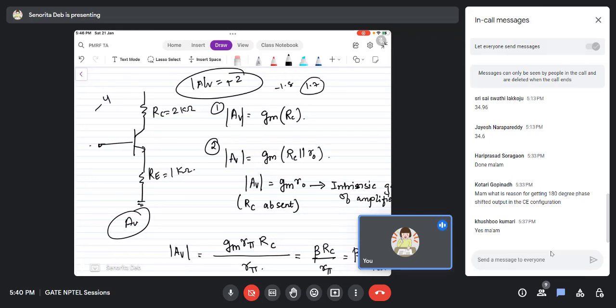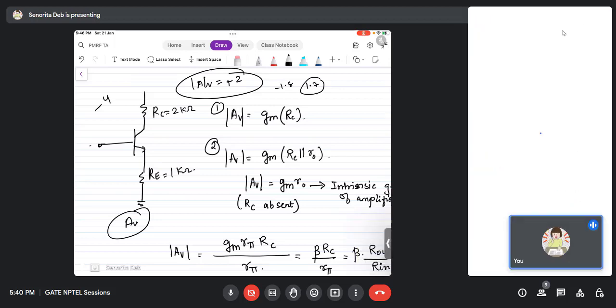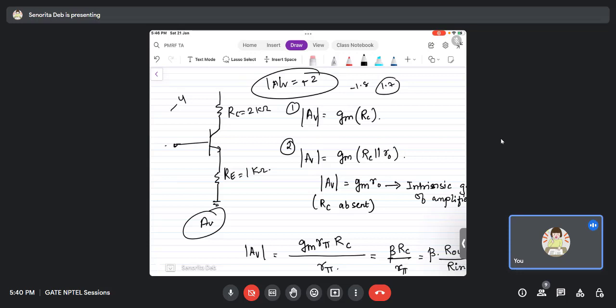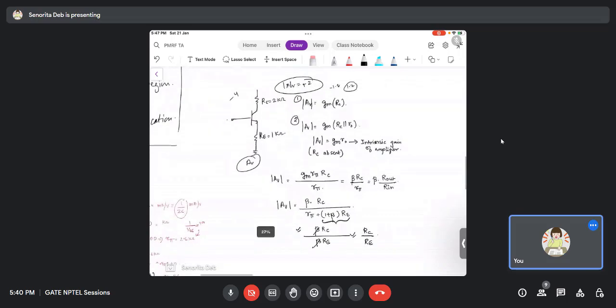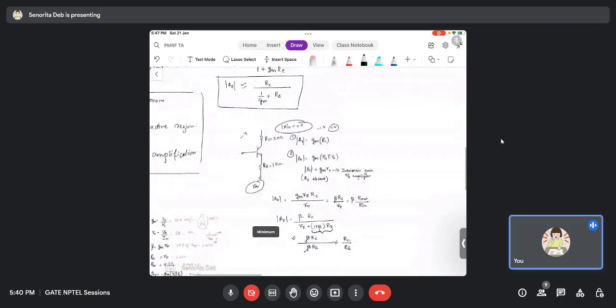Okay, so now Kothari Gopinath has asked, ma'am, what is the reason for getting 180-degree phase shifted output in CE configuration? Okay, I'll tell you. Let me just finish. I will tell you. This is due to the basic nature of common emitter. So yeah, this is another thing.